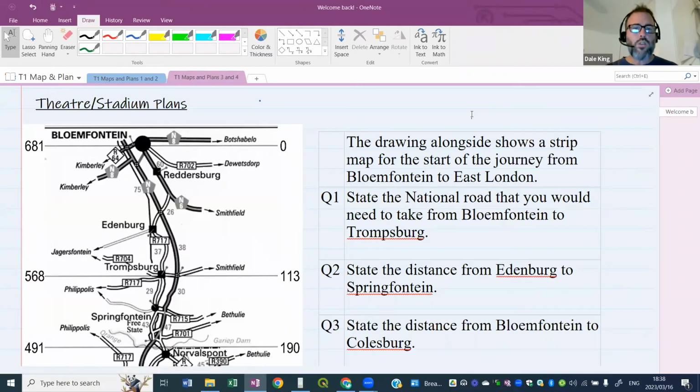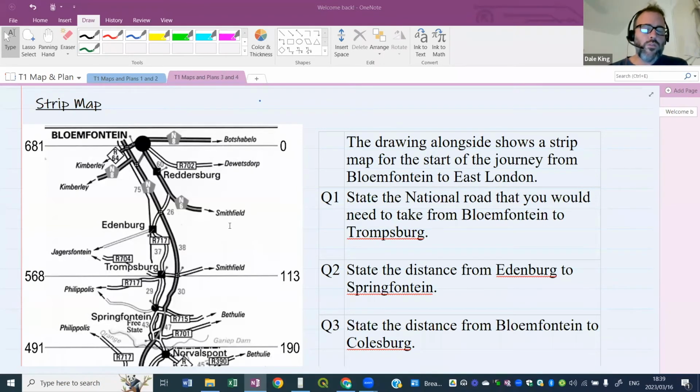Okay, and a very useful map in those days was what we called a strip map. This is not a theater plan. This is a strip map. A strip map shows a specific route from one big city to another city. So if you were going from Durban to Joburg, for example, you would find the strip map for that route. The strip map would show you all the towns along that route. And they would put little markers along the way to show you kilometer readings along the route.